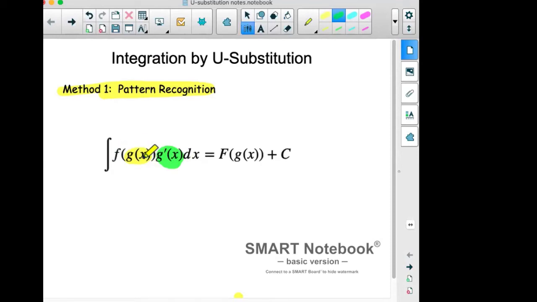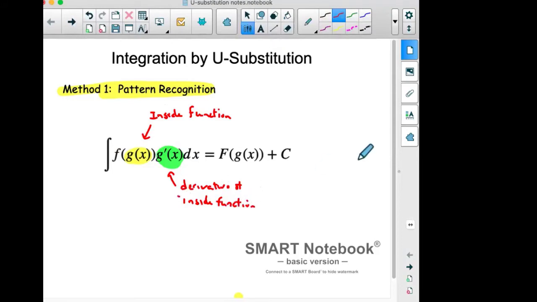We have some function inside another function, and if you look at that inside function, that's my inside function. You take the derivative of that, and that gives you what you're multiplying by. So this is the derivative of the inside function. And basically, what you do is you find the antiderivative of the outside function with respect to the variable as the inside function. And that's it. That's going to be how you work it out.